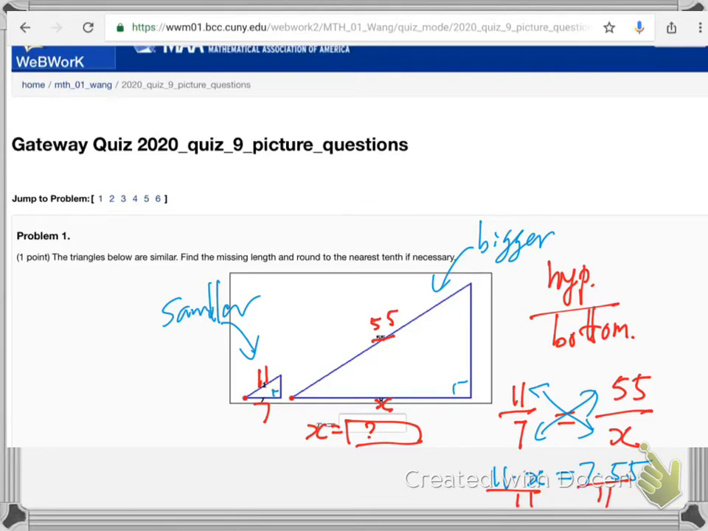Let's look at the calculation. 7 times 55 divided by 11. We cancel 11 first. 55 divided by 11 is 5. 7 times 5, x is 35. So this is the similar triangles question. Two triangles are similar. Let's look at one more example.